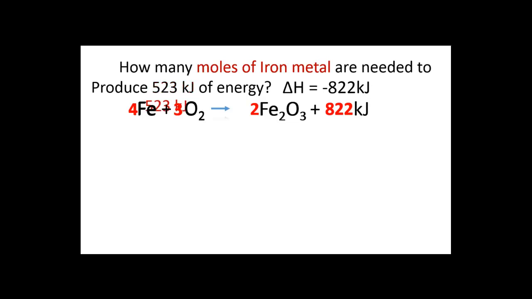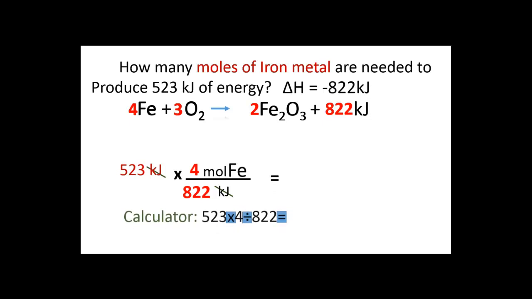And so we're going to write down our 523 kilojoules. Remember, it's important to include the unit. And we can go right to our equation because we know that, according to the equation, we have 822 kilojoules of energy for every 4 moles of iron. We use 4 moles of iron here because that's our desired value. The units, kilojoules, factor out, and we can go right to our calculator.